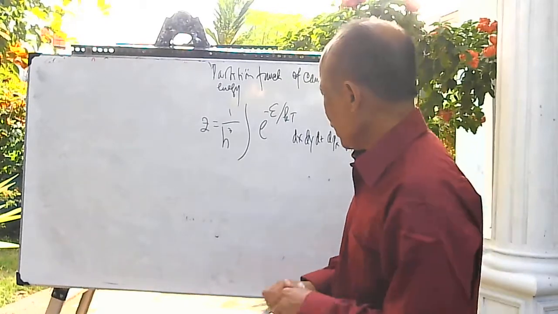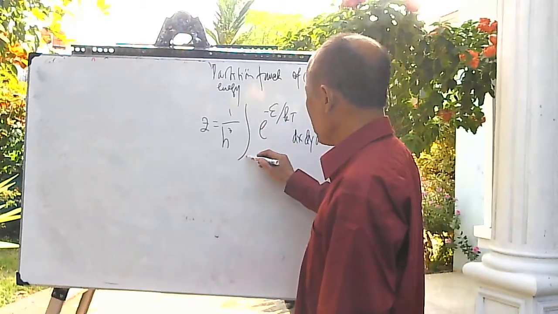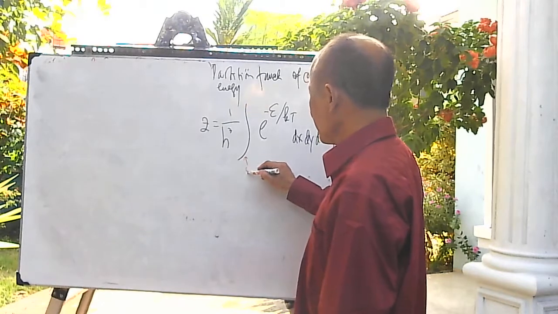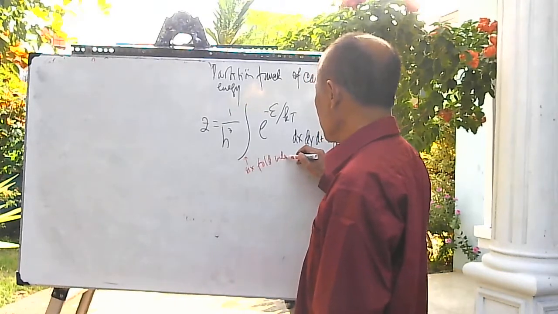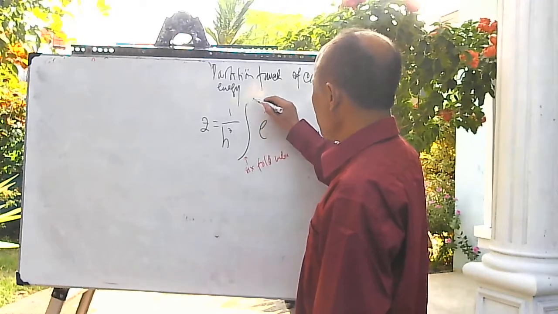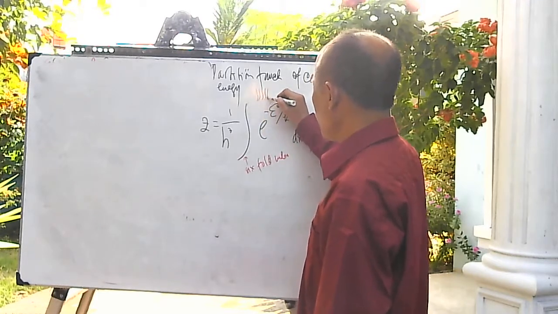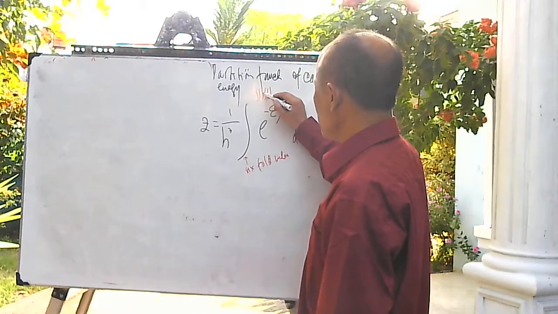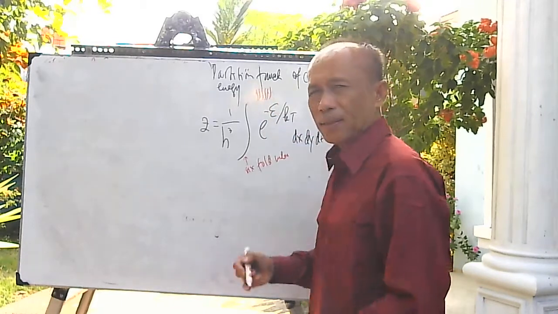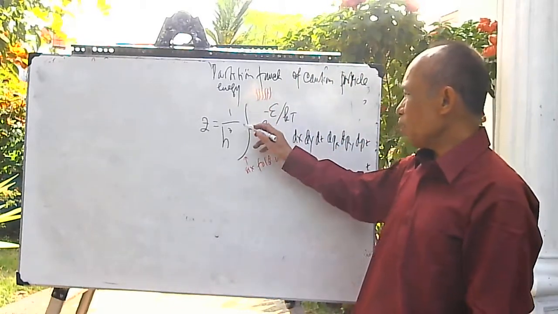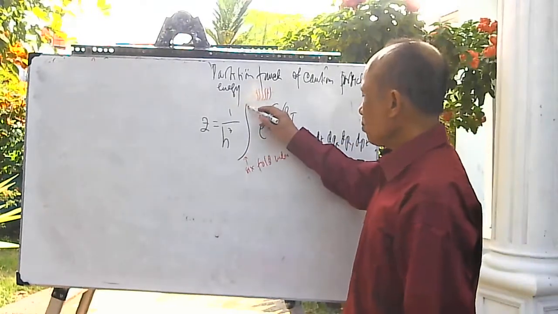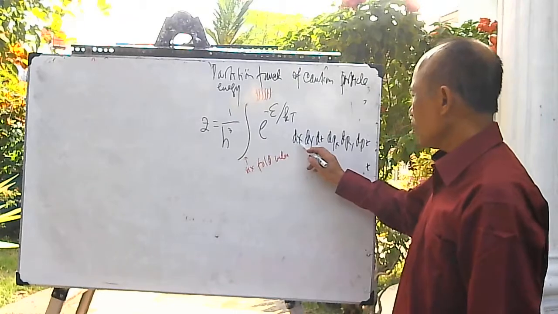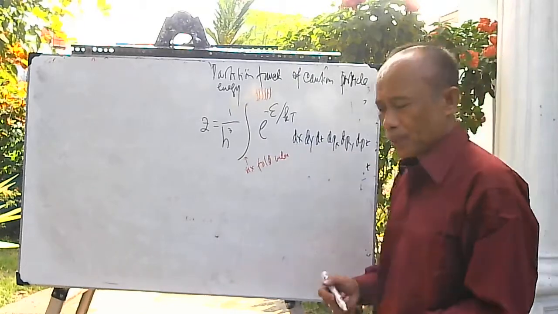But again, the meaning of this one integral symbol is a sixfold integral. The meaning is 1, 2, 3, 4, 5, 6: dx, dy, dz, dpx, dpy, and dpz. This is a simplification of the expression, but we have to understand that it means a sixfold integral over x, y, z, px, py, pz.